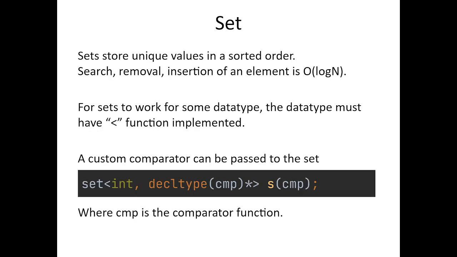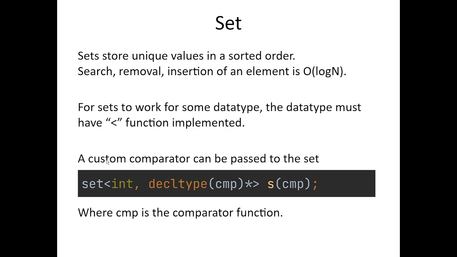So the next container that we'll be learning about is set. Set basically stores unique values in a sorted order. And if we have a set and we want to search for an element, remove an element, or insert another element, all of this takes time complexity of big O of log n. Another thing about set is that sets work on any data type. You can have a set of integers, characters, or strings. Any data type that has a less than function, a comparison function, implemented.